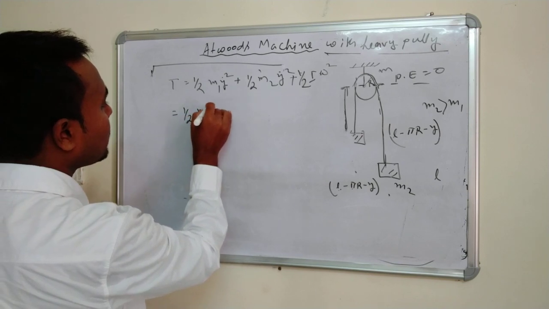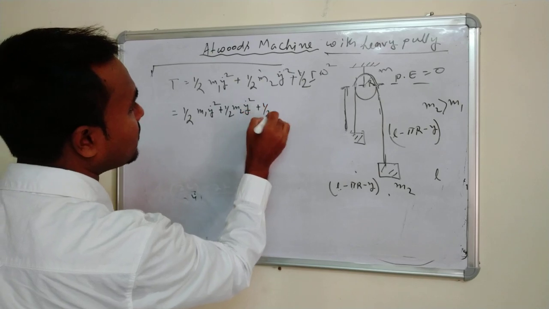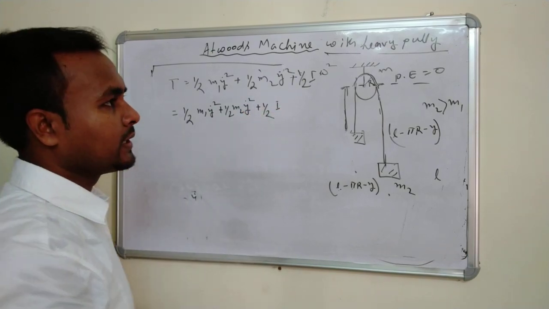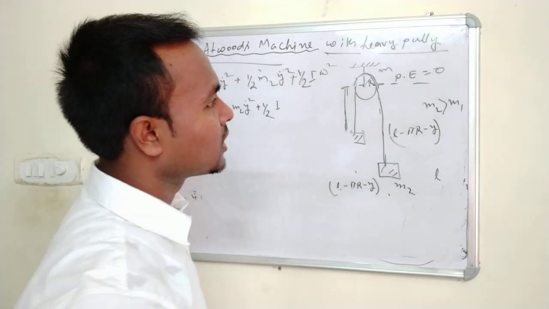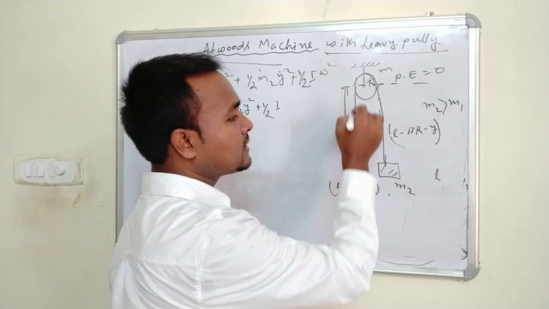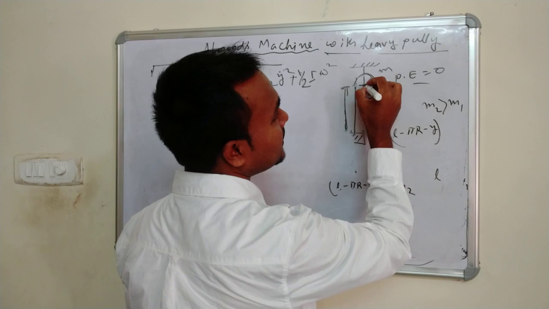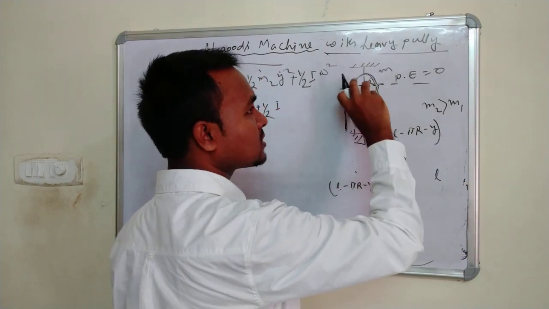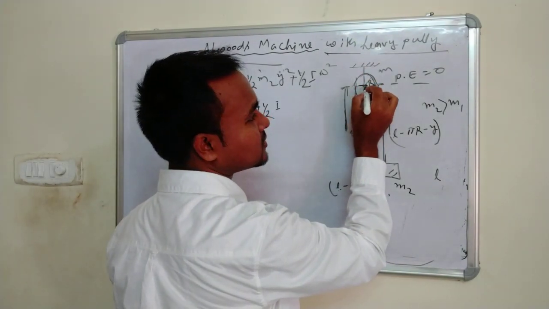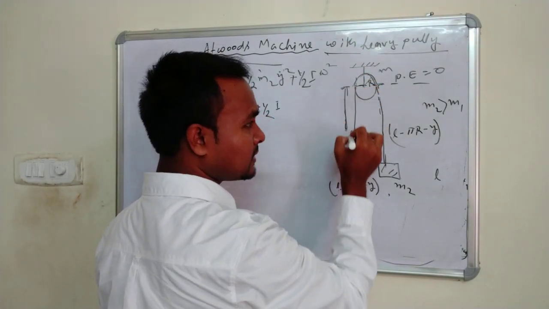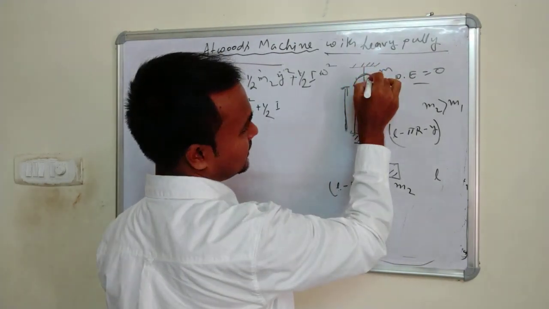Now, half of m1 y dot square plus half of m2 y dot square plus half of I omega square. So when this elongation, this length is y, because of the rotation of this pulley, suppose this point, as much as this displaces, this will also displace, suppose from here to here.